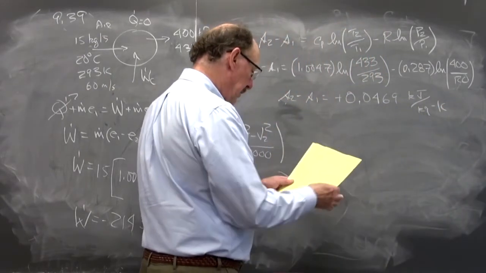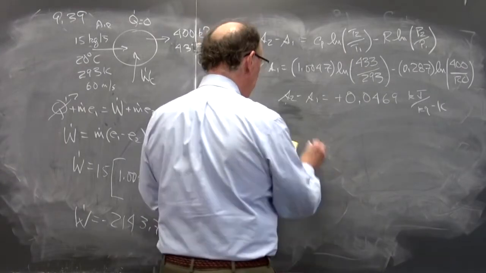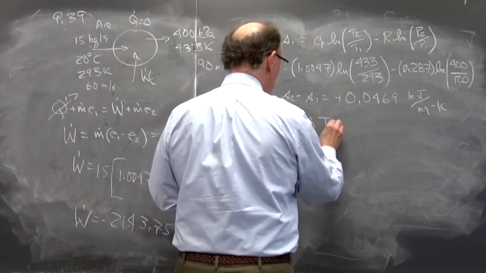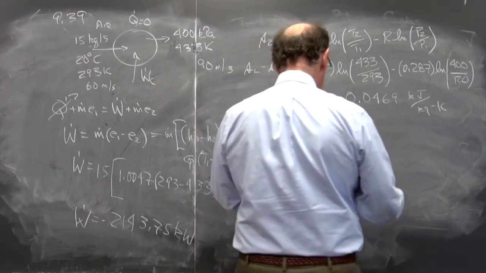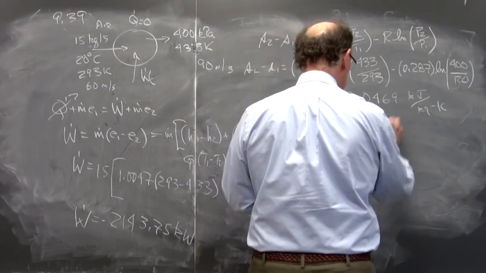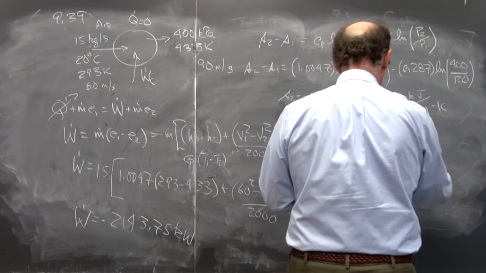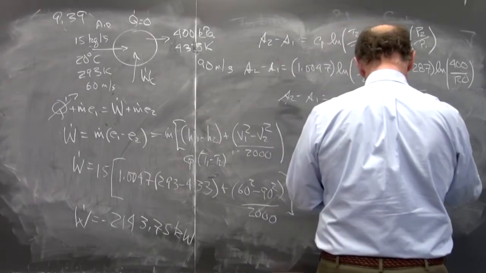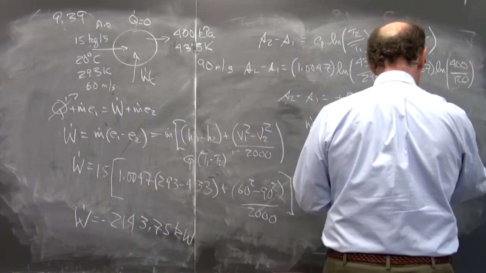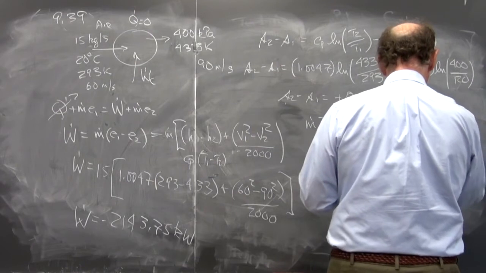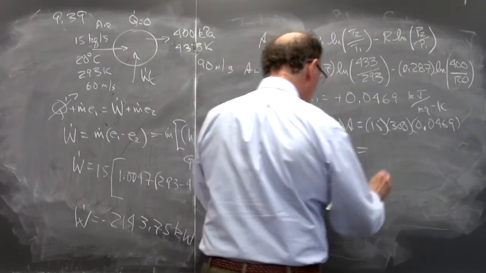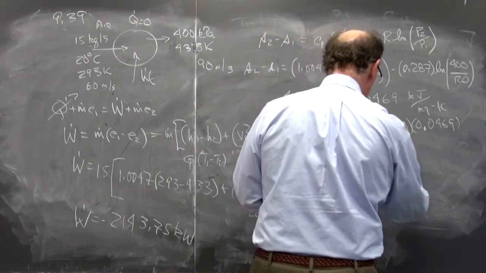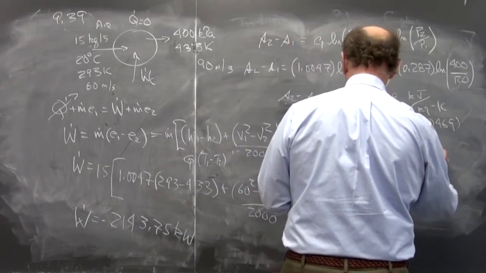And I can calculate m dot T0 delta S as 15 times 300 times 0.0469. And so this is equal to 211.05. And this would be kilowatts.